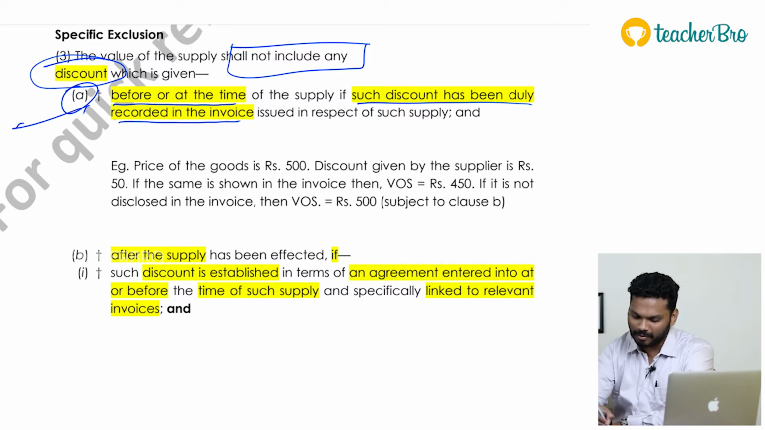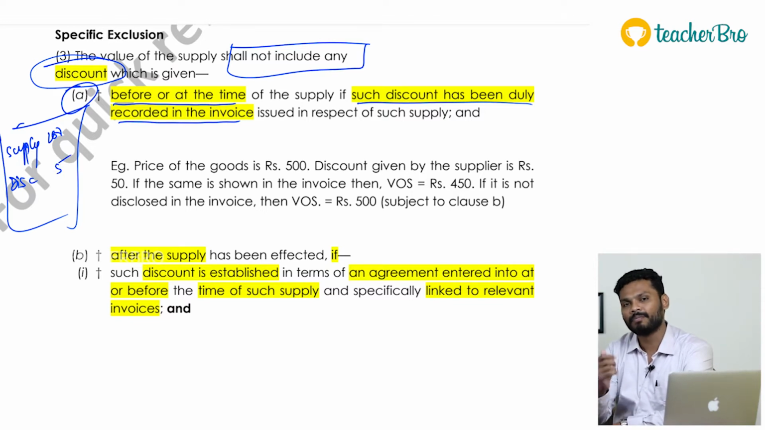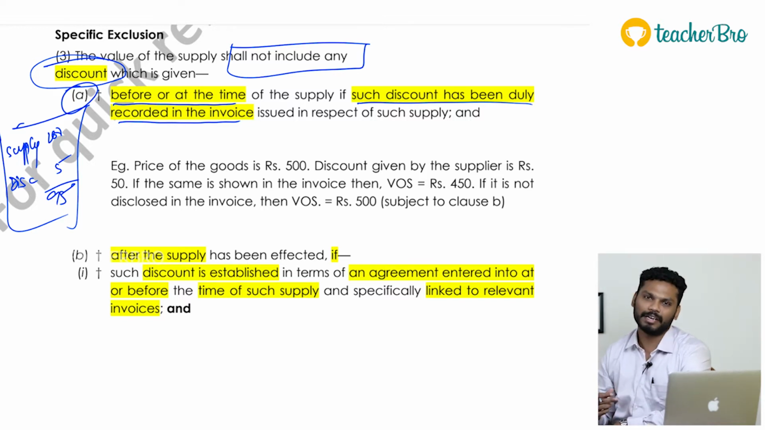When you look at the invoice, say there is supply of 100 and discount should be given in the invoice. Say 5 rupees discount is given. You have to mark the discount in the invoice. And net amount is 95. Section 15 subsection 3 says that 5 need not be included. The discount need not be included. So ultimately you end up paying tax only on 95 rupees, not on the gross value of 100 rupees.